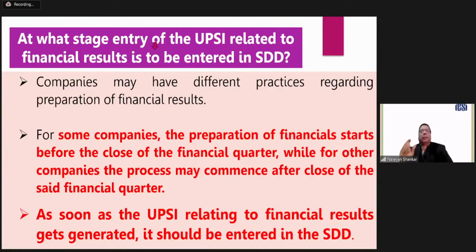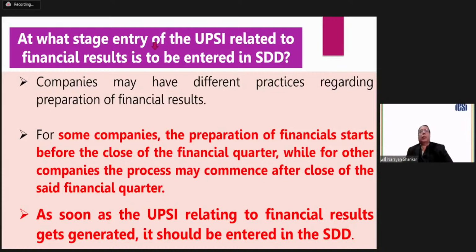They consider those as UPSI, and this may commence before, but at no point of time can it go beyond the close of the financial year. So as soon as UPSI gets generated, you have to enter it. As far as financial results are concerned, trading restriction shall be made applicable from the end of the quarter till 48 hours after the results, correct?